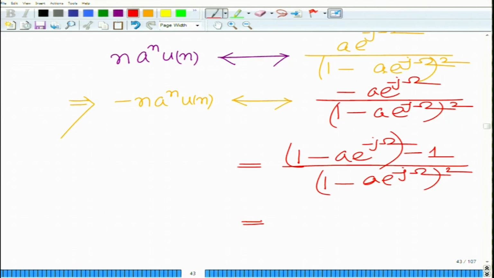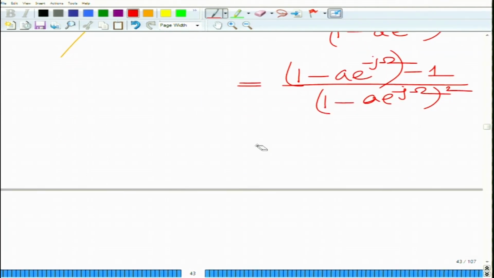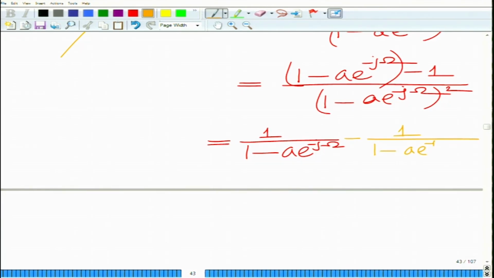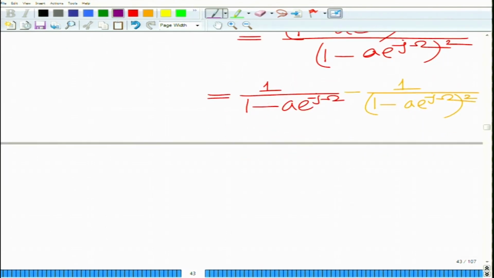Now, this you can simplify as 1 minus a e^(-j omega) by 1 minus a e^(-j omega) whole square. So that is 1 over 1 minus a e^(-j omega) minus 1 over 1 minus a e^(-j omega) whole square. Now you know that the quantity 1 over 1 minus a e^(-j omega) has the inverse discrete time Fourier transform x[n]. Remember, this is simply X of omega. So that inverse transform is a^n u[n].